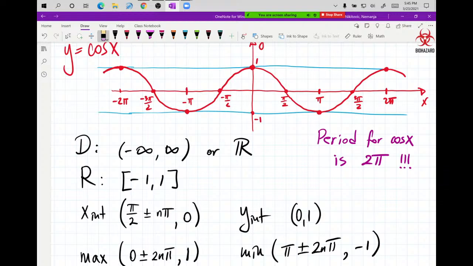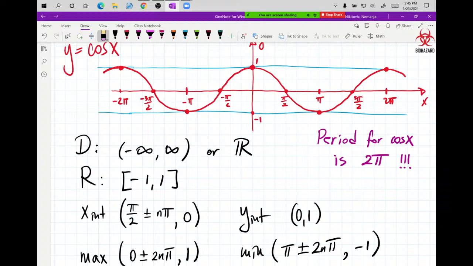Pretty much everything is the same as sine. It has the same shape, it has the same domain and range. Everything that's moved is where the min, max, and the intercepts are. So the x-intercepts are at every pi over 2, plus n pi, because every pi there is a 0, which is the x-intercept, every pi in length.